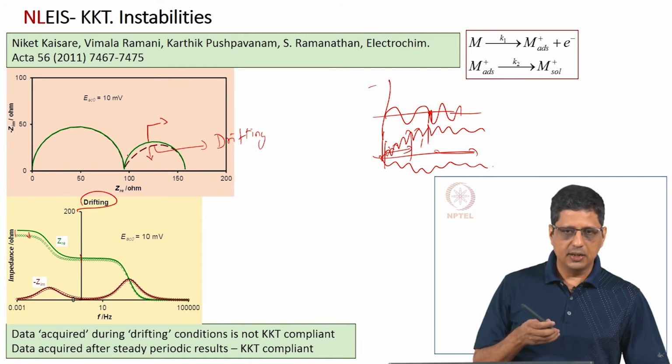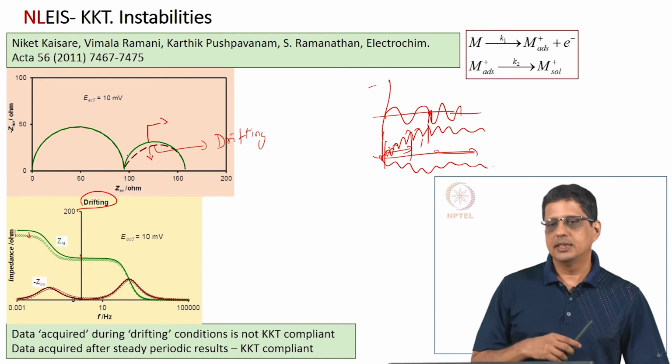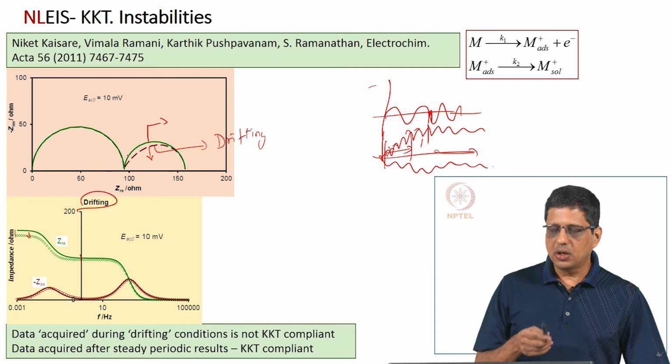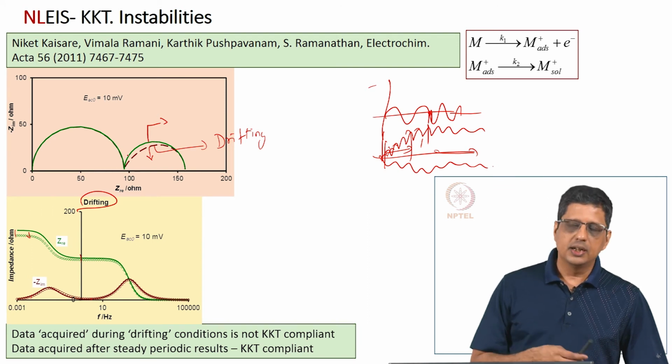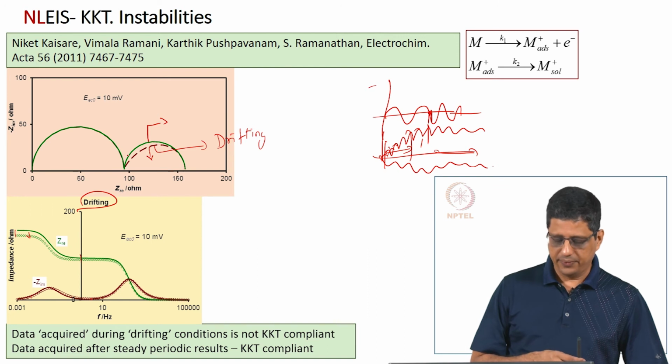So, if you just look at the overall definition of whether the system is stable or unstable, normally people would say that this is stable, but the data should also be acquired under steady periodic response. If it is acquired during the initial condition where it has not reached steady periodic results, that data will not be KKT compliant.